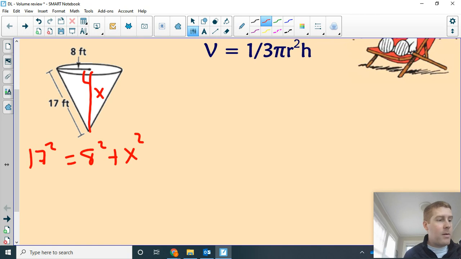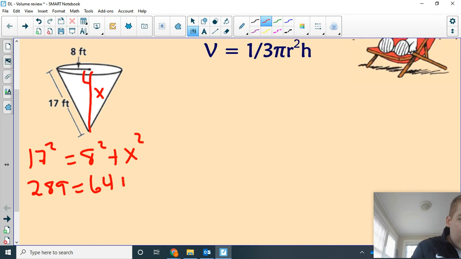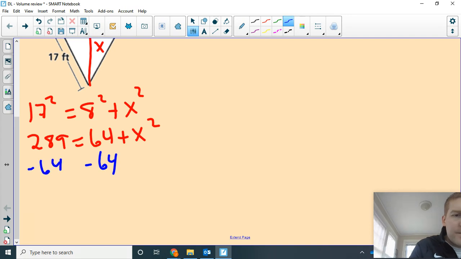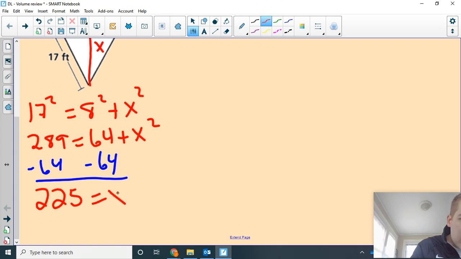All right, let's simplify this now. 17 squared, throw that into your calculator, and you get 289. That's equal to 8 squared, which is 64, plus x squared. Now we want to get x by itself, so I'm going to subtract 64 from both sides. And 289 minus 64 gives us 225, and that's going to be equal to x squared.